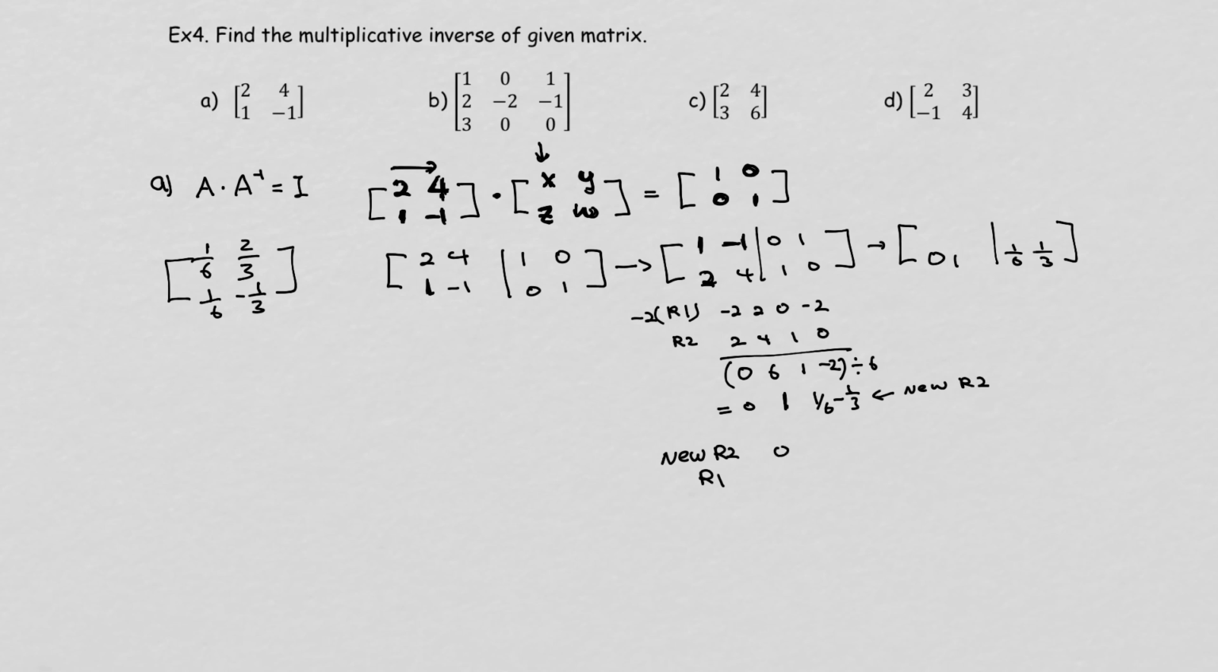New row 2 is 0, 1, 1 over 6, negative 1 third. Row 1 is 1, negative 1, 0, 1. So this gives me 1, this gives me 0. That will be 1 over 6. This is going to be 2 thirds, right? So that's going to be the new row 2, and a solution row, which is going to be 1, 0, 1 over 6, 2 over 3.